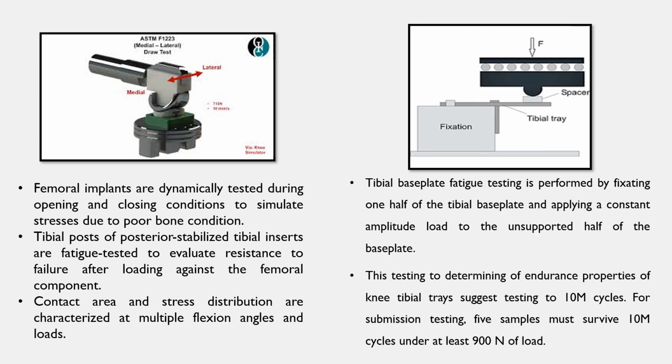For the tibial base plate, fatigue testing is performed by fixating half of the tibial base plate and applying a constant amplitude load to the unsupported half of the base plate. This testing is to determine the endurance properties of the knee tibial tray. This is an example of inspection type.